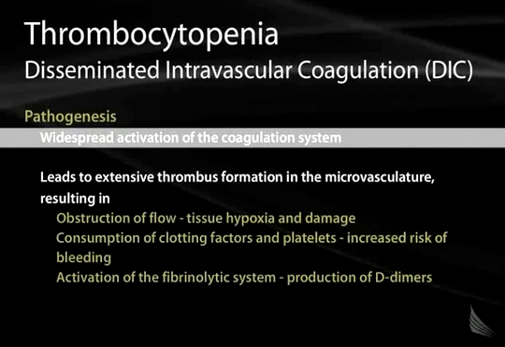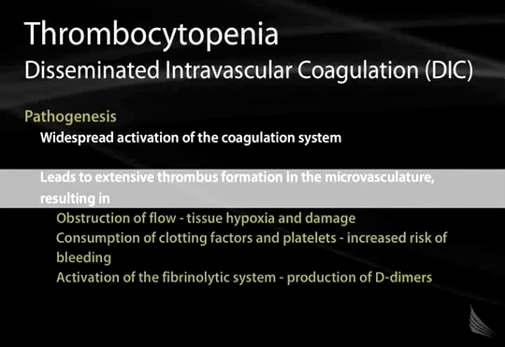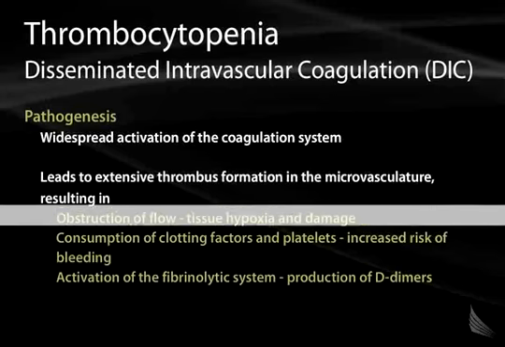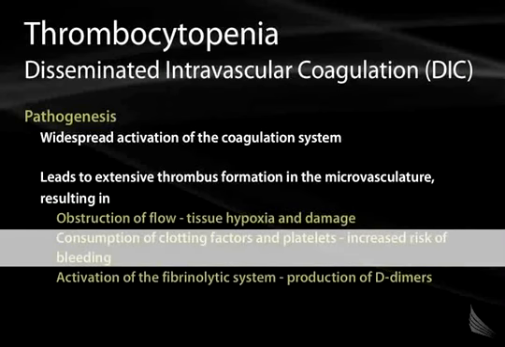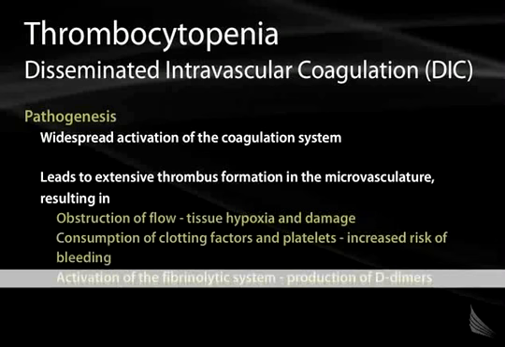DIC is manifest by widespread activation of the coagulation system, hence disseminated intravascular coagulation. It leads to extensive formation of thrombi in the microvasculature, causing obstruction of flow, which is ischemic and toxic to the tissues. Also, clotting factors and platelets can be consumed in high quantities, causing an increased risk of bleeding, as well as a derangement of the coagulation parameters PT and PTT. It can also cause activation of the fibrinolytic system, which causes production of D-dimers or fibrin split products.